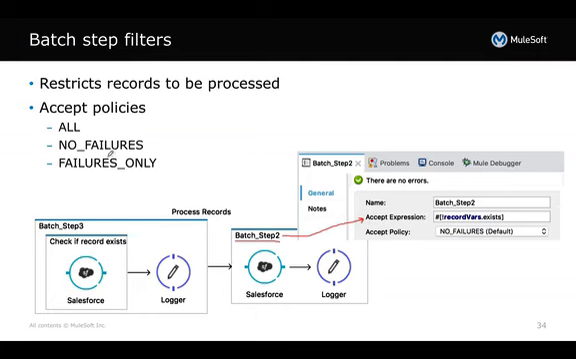Now another area that can be really helpful when you get into batch jobs is the ability to specify whether you should accept all records, only records that have been completely successful or not had a failure, or failures only.